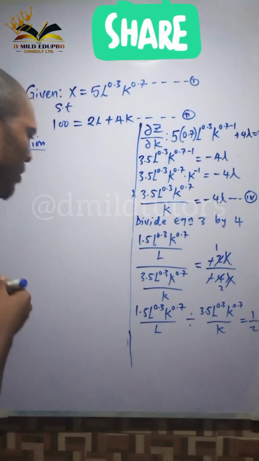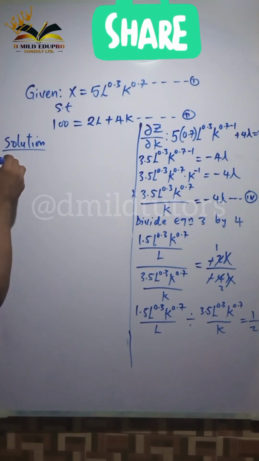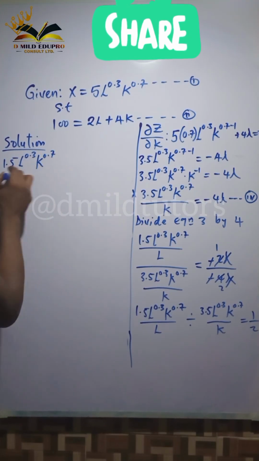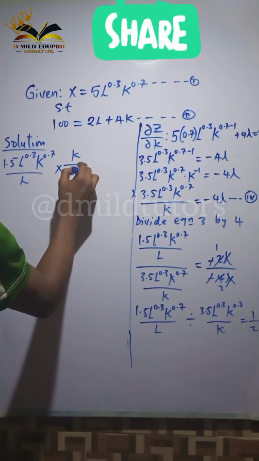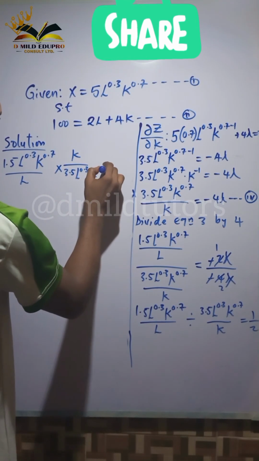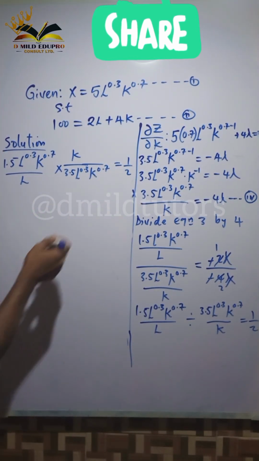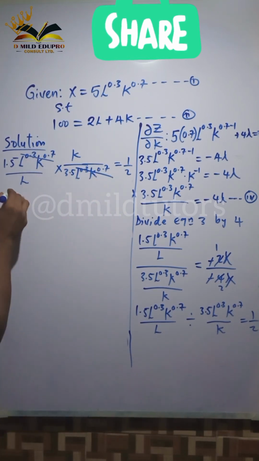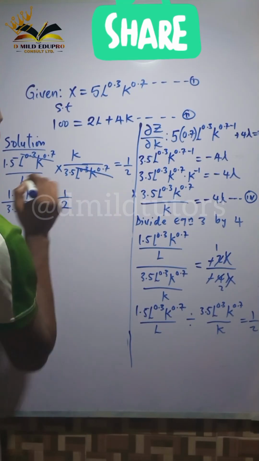We are able to simplify, we don't have a problem. So we simplify this, that will give us 1.5 L raised to 0.3 K raised to 0.7 all over L times K all over 3.5 L raised to 0.3 K raised to 0.7 equals 1 over 2. Now you realize that this will cancel out this. Okay, so what do we have left? We have 1.5 multiplied by K all over 3.5 multiplied by L equal to 1 over 2.